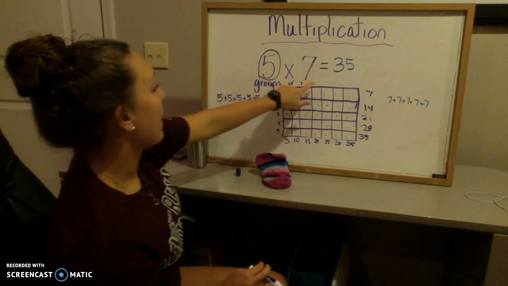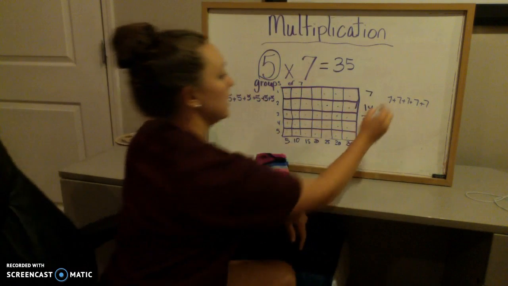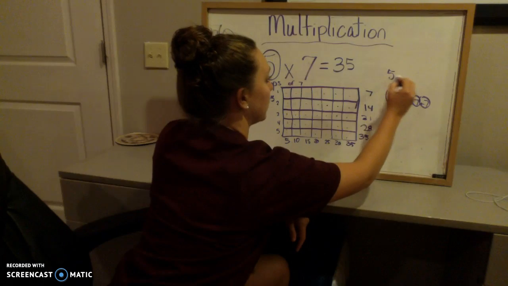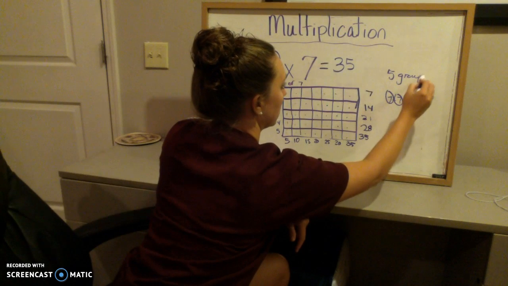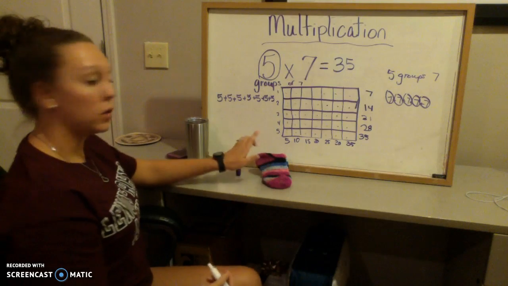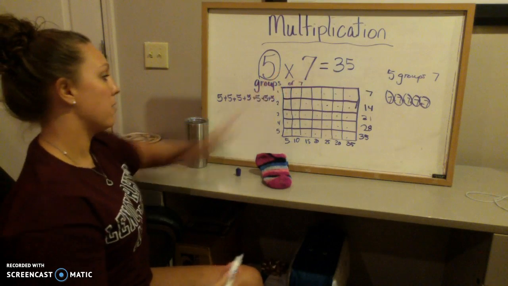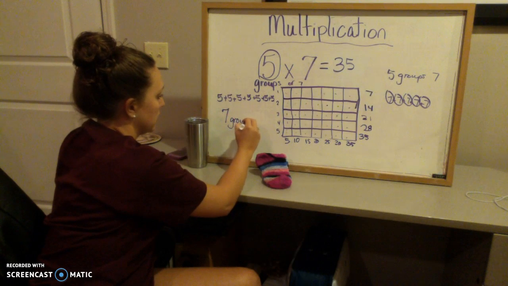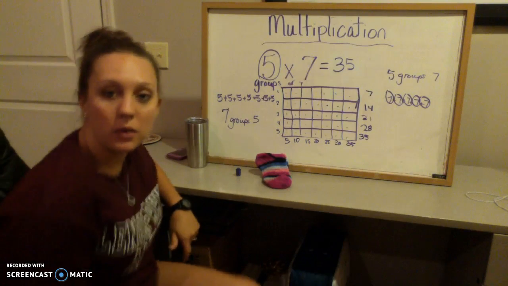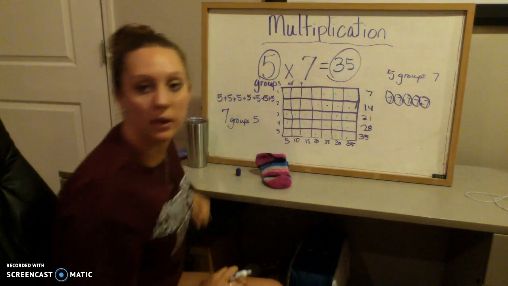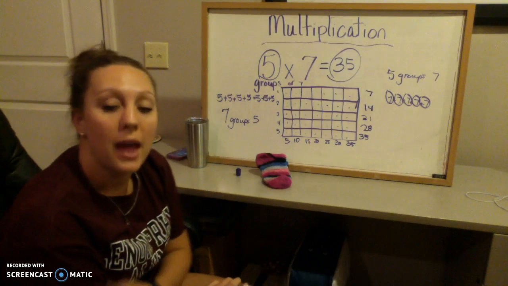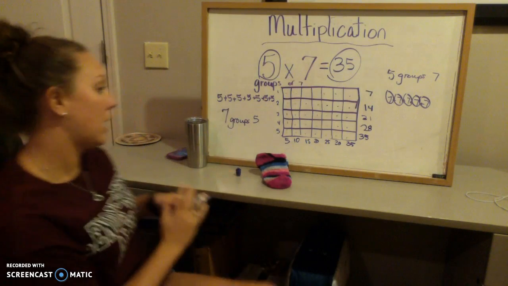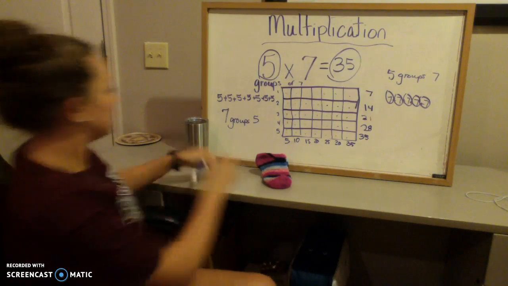Right? So here we have 5 groups of 7. Or you could do 7 groups of 5. Okay? Either way, your answer is going to be 35. Or, as you start to get better with your multiplication, you can just say 5 times 7, 35. I know that. Okay, so let's try another one.